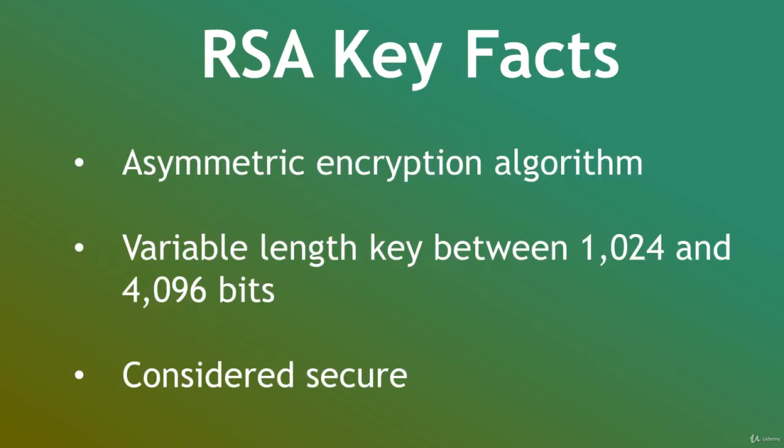So to summarize, here are the RSA key facts. RSA is an asymmetric encryption algorithm with variable length key between 1024 and 4096 bits, and it is considered secure.